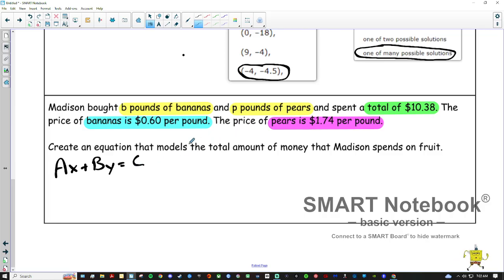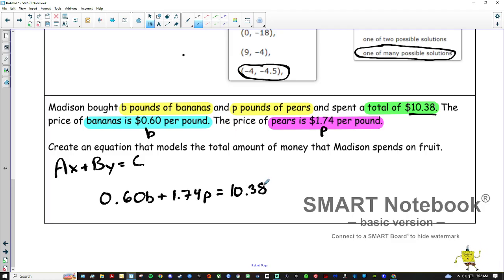And I want to make sure that I am using B for bananas and P for my pears. So I have my total goes in for c, 10.38. A and B, we're going to put B for bananas, P for pears. So I have 0.60B for bananas plus 1.74P for pears is equal to my total, 10.38. And we're done.